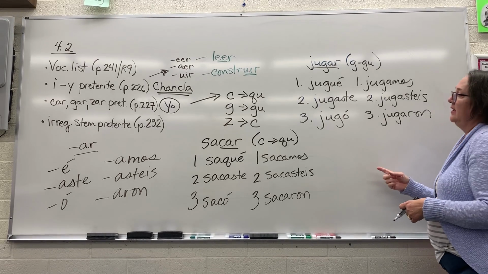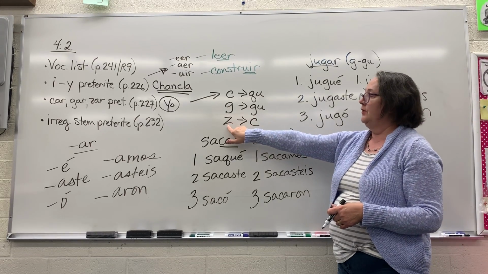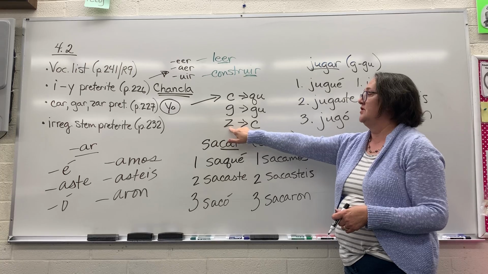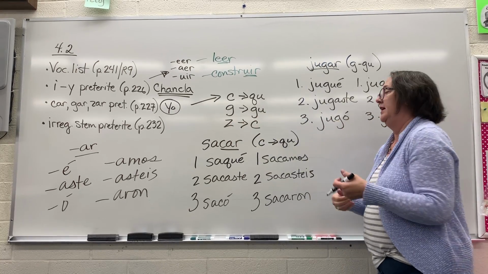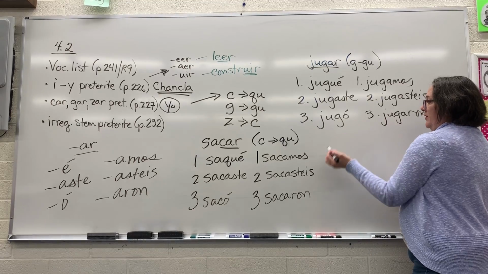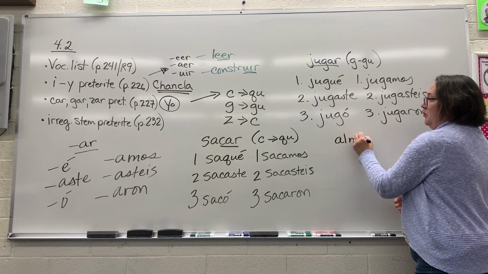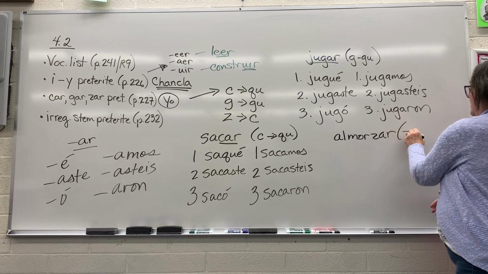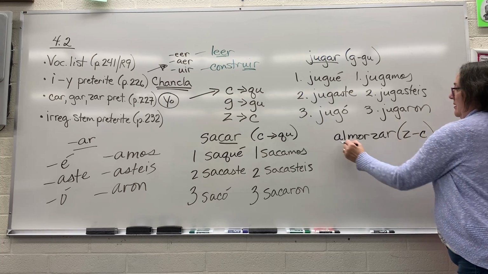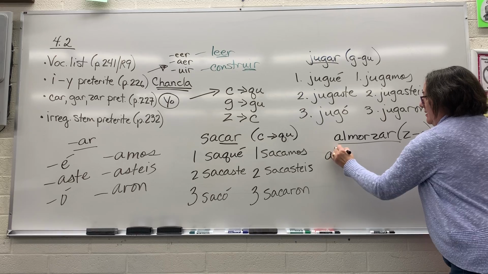And then finally, sometimes you'll have verbs that have that Z, the ZAR, Z-A-R, and we'll change that Z. We're going to soften it a little bit and change it to a C sound. So for example, almorzar. Okay, so that Z is going to become a C. So it sounds like this.